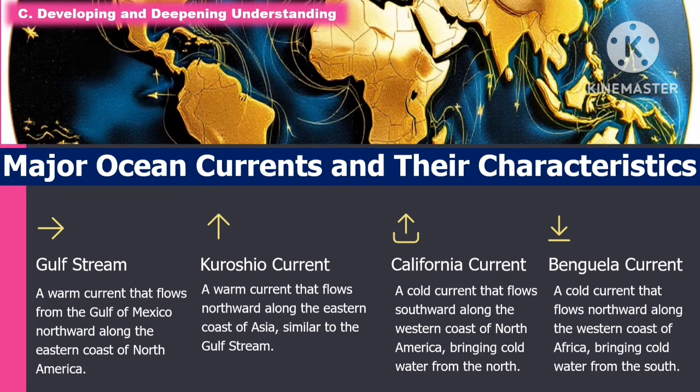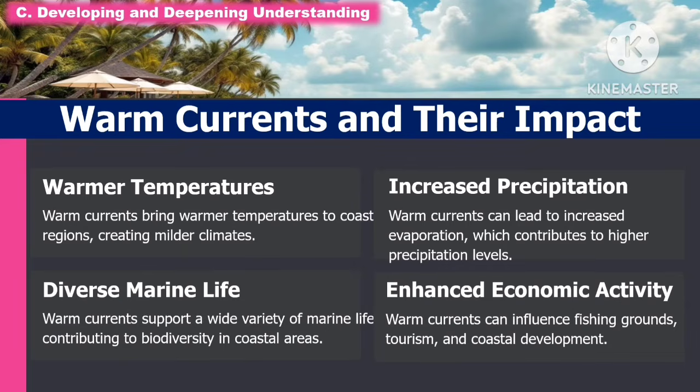And the third one is the California Current. This is a cold current that flows southward along the western coast of North America, bringing cold water from the north. And the last one is the Benguela Current. This is a cold current that flows northward along the western coast of Africa, bringing cold water from the south.